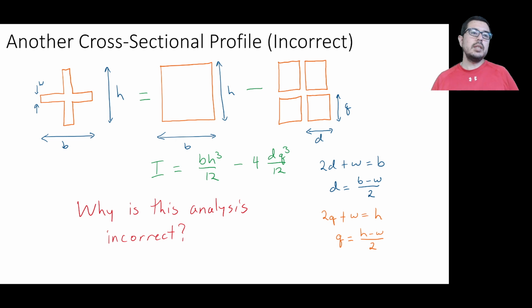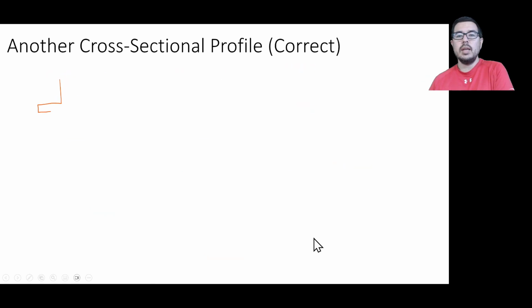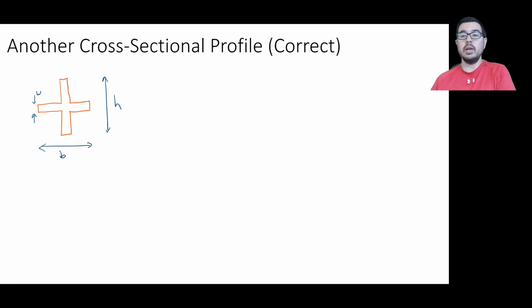So this analysis is not correct, and it's correctable. Is that a good thing to say? We could fix it, but we would need to make an accounting of their distances from the neutral axis. Now let's do it correctly, or one possibly correct way.